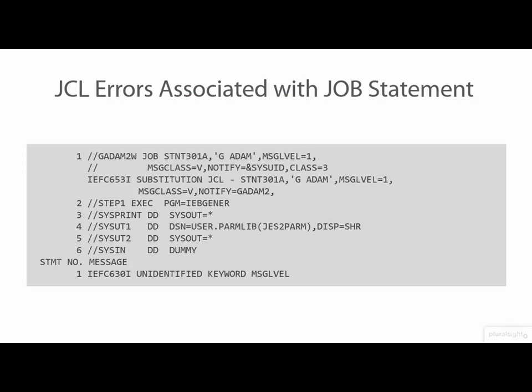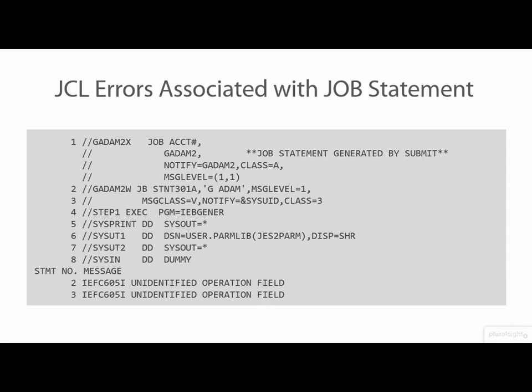Here's an example of the way it might look in the system, as well as if you have errors in terms of coding the job statement. In this particular instance, we can see statement 1 is our job statement, and the message level parameter is coded incorrectly. It's spelled incorrectly. And so we can see at the very bottom of this display, we have a message indicating that we have an unidentified keyword. It's indicating that it doesn't know what this MSGLVEL means. And so when we look at that, we can see that it is spelled incorrectly. So correcting the spelling and resubmitting the job would allow it to run then without errors.